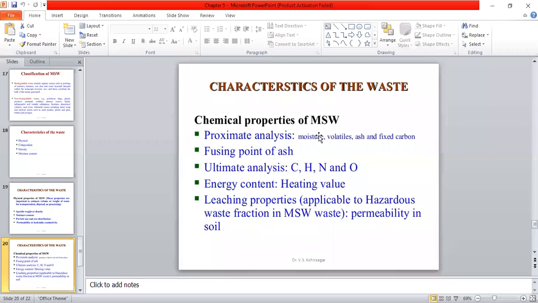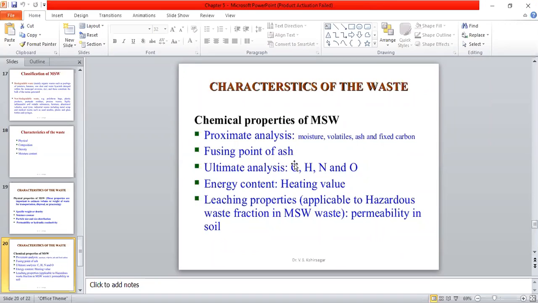Why do we need to understand these properties? Moisture content will help you decide whether you need to send the waste for decomposition, or for burning or drying purposes. Then the volatiles: how much volatile material is present? Accordingly, you can decide what the final volume of solid waste will be. So that's why you need to understand this second parameter. And ash and fixed carbon tell you how much is going to be reduced if it is burned, which will be understood through these properties.